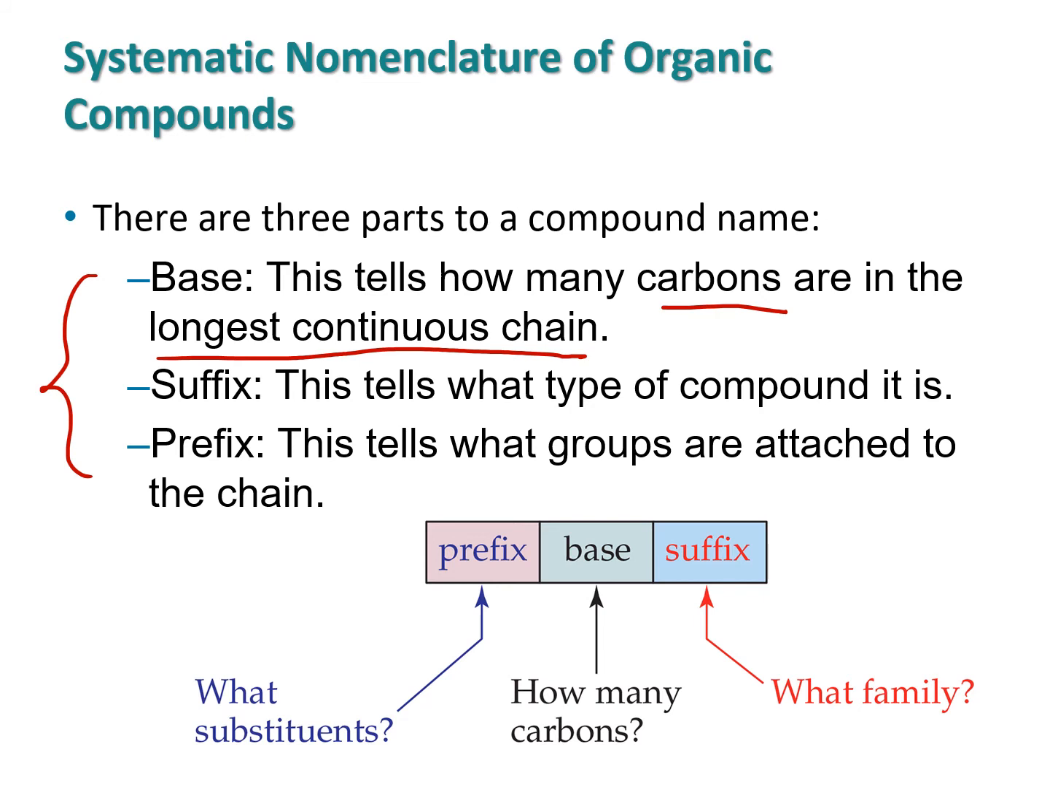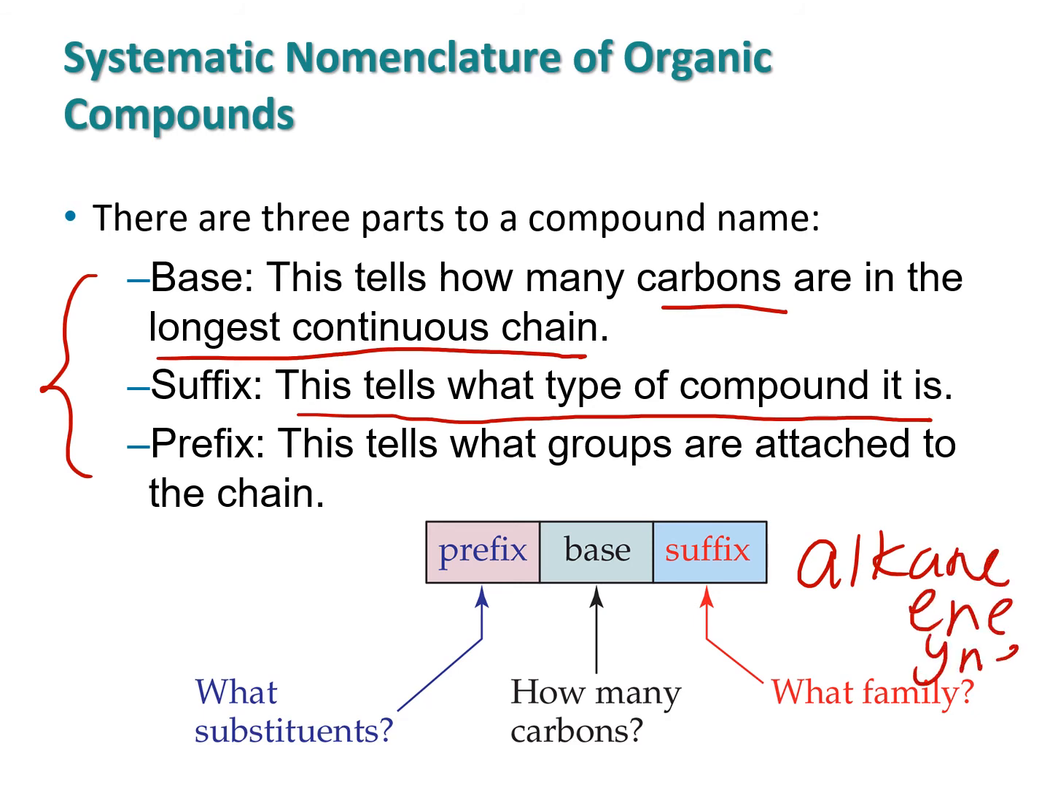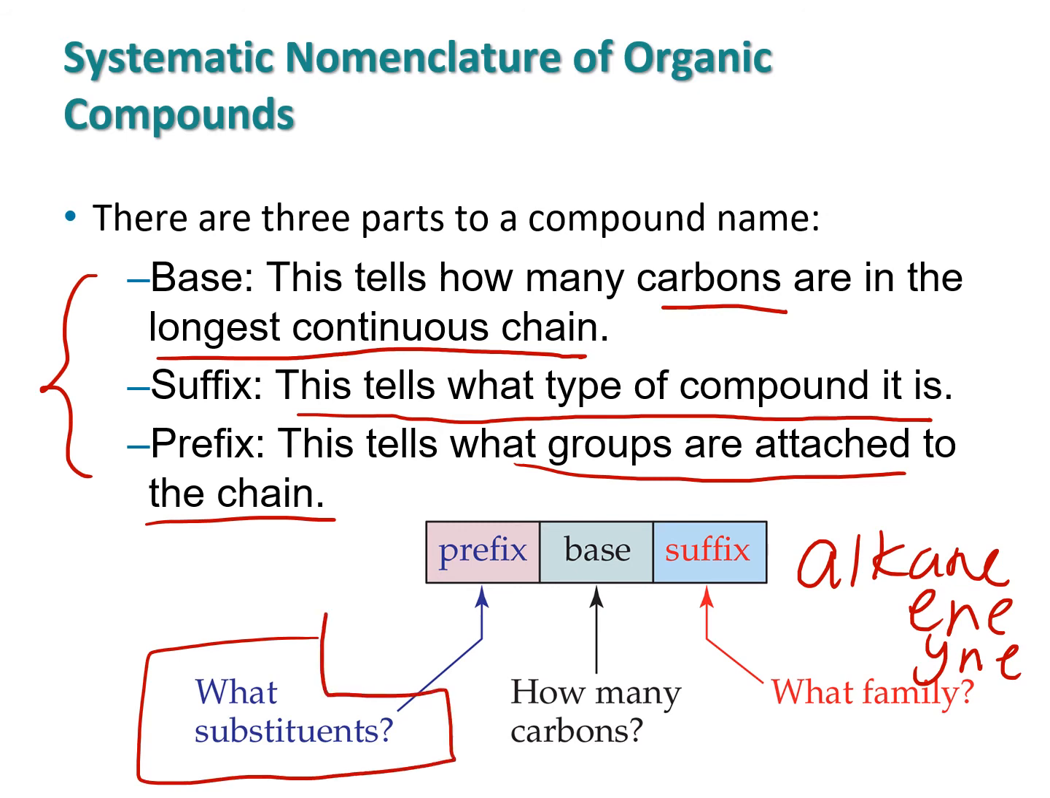And then there's a suffix. The suffix tells you what type of compound it is. By type, we mean alkane, alkene, alkyne, okay? And then there's a prefix which tells you what groups are attached to the chain. So this will tell you what little branches you have or what groups you have.